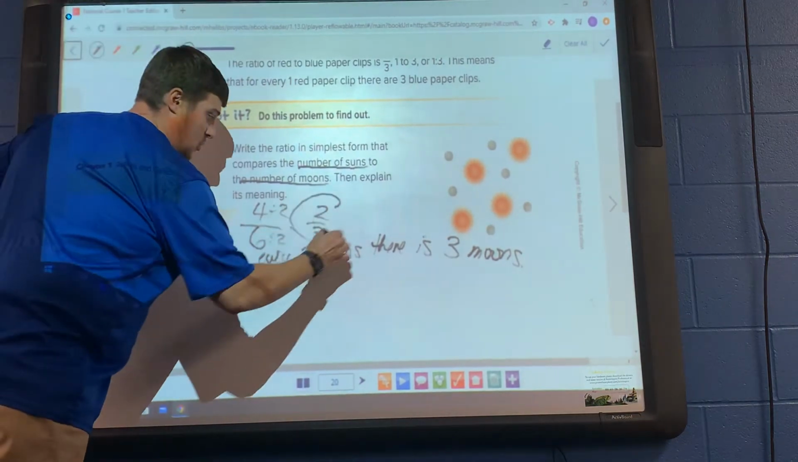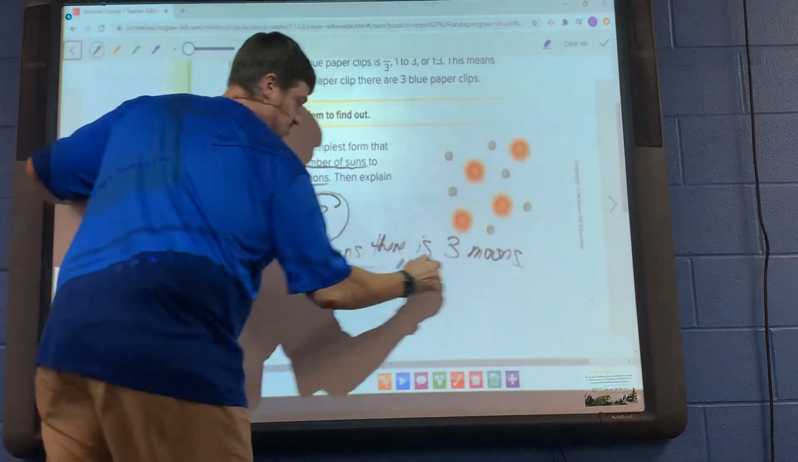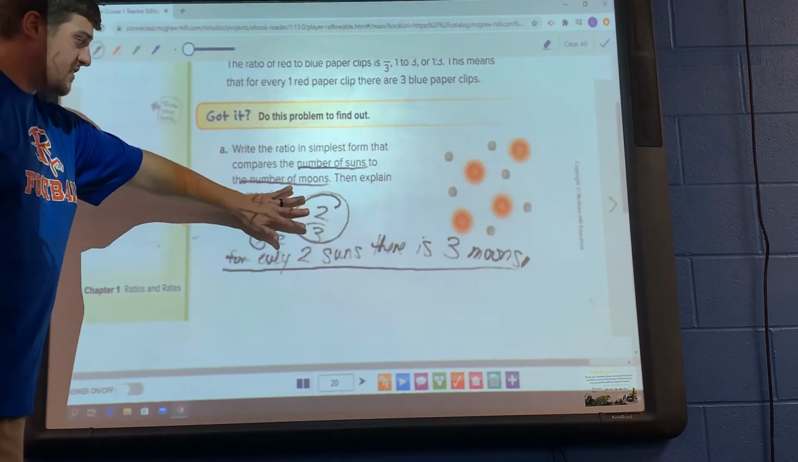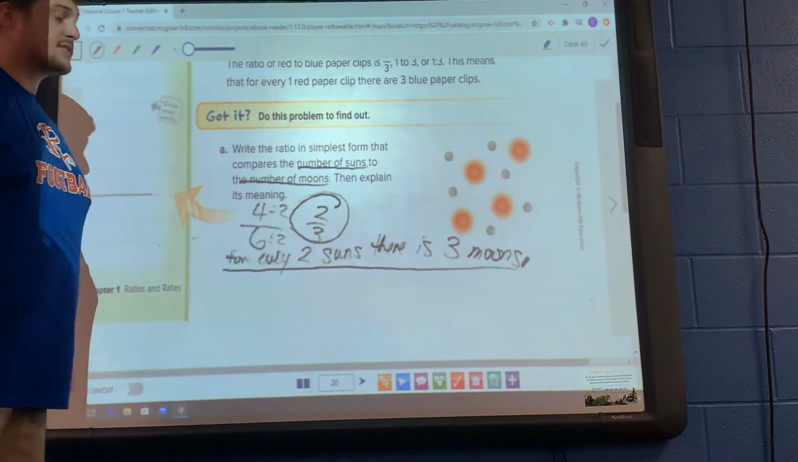So this is part 1. This is part 2. Okay, you got to have all of that for it to be correct. So simplest form, then explain it. So put your ratio in your fraction form and then explain it.